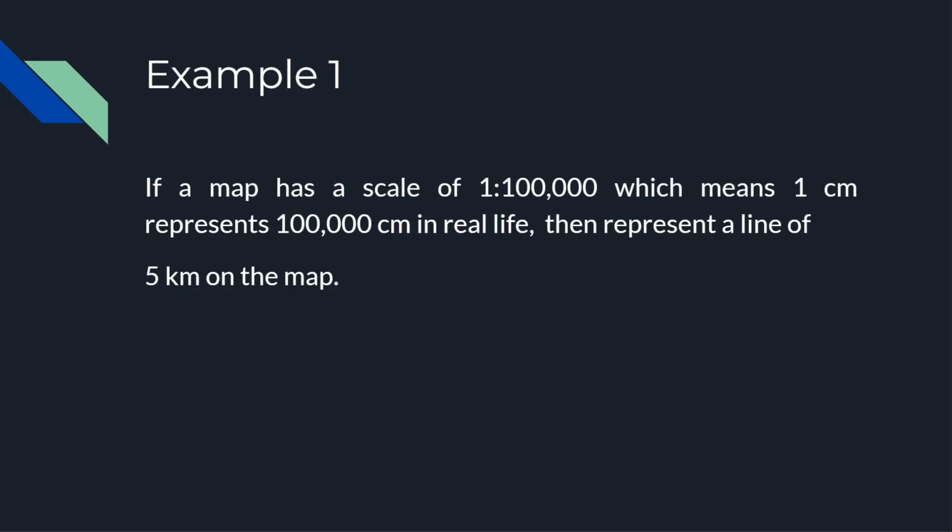To represent a distance of 5 kilometers, we'd simply divide 5 kilometers by the 1 kilometer represented by each centimeter on the map, resulting in 5 centimeters. Therefore, a line drawn 5 centimeters long on the map would correspond to a real-life distance of 5 kilometers.